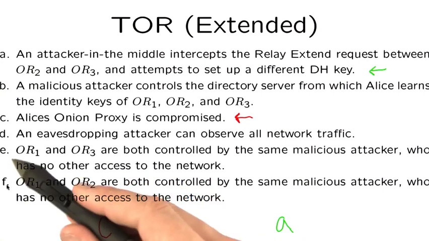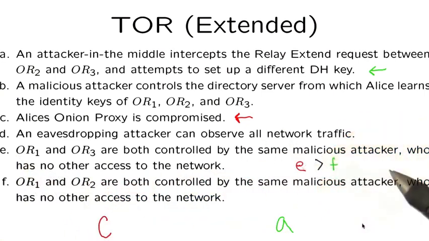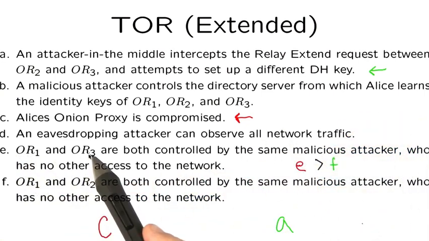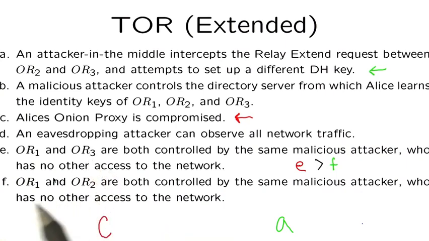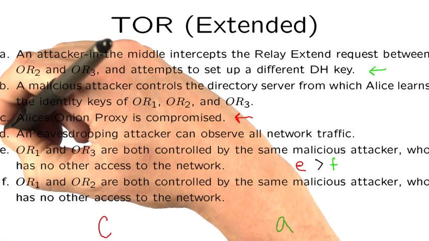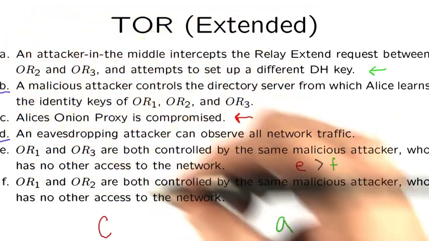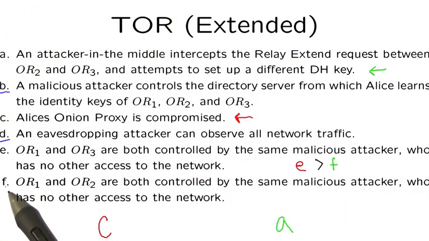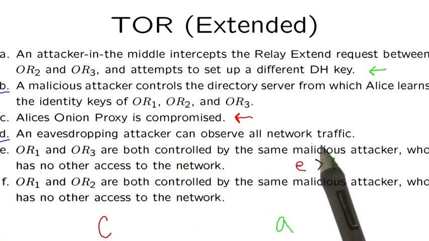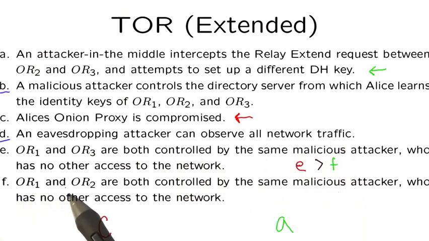Between E and F, I think that E is more threatening than F. Having control of the entry and exit nodes is more powerful than having control of just the entry and some node in the middle. And so now we need to figure out where to put D and B. I think that D is a weaker threat than F. Just being able to observe network traffic is not very useful if you cannot correlate anything. Having control of 2 routers will give an attacker some ability to correlate traffic, perhaps through timing attacks. So D is a weaker attack than F.